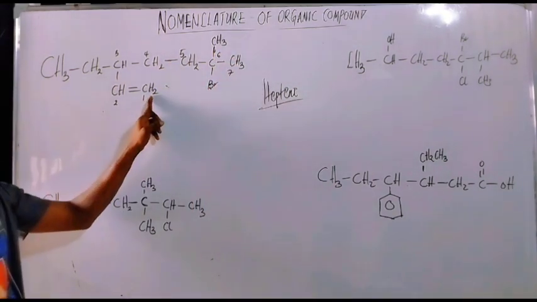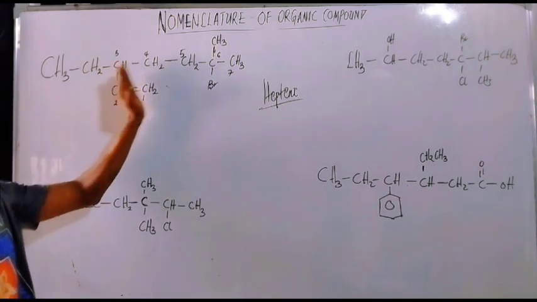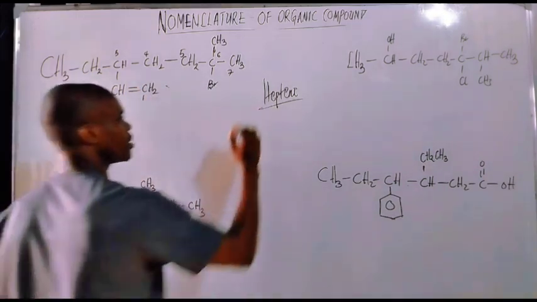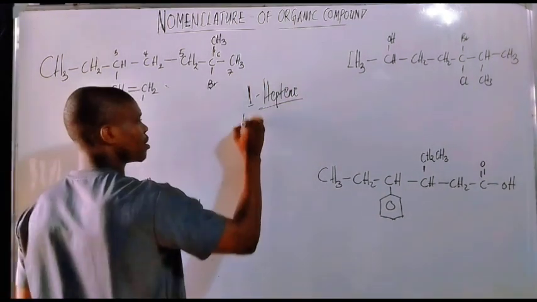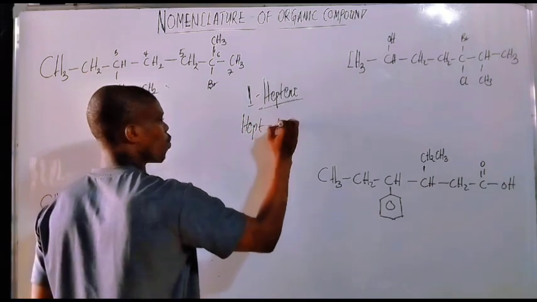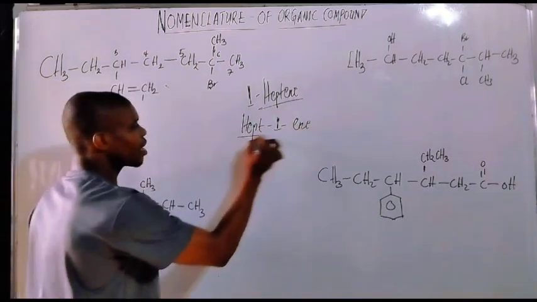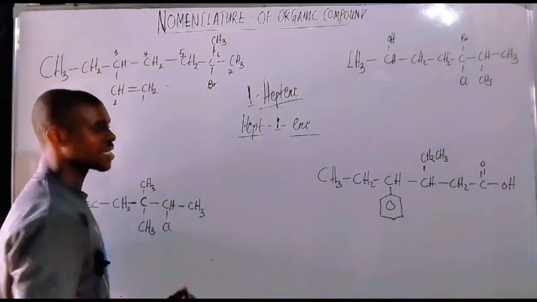The double bond is at carbon 1, which starts from here. So you do not go further before you see your double bond. So it'll be 1-heptene. 1-heptene. Or you can say hept-1-ene. What does it mean? It means 7 carbon atoms carrying a double bond at carbon number 1.